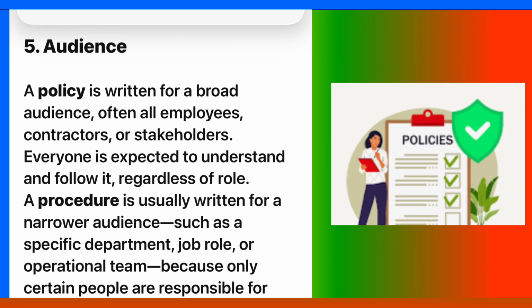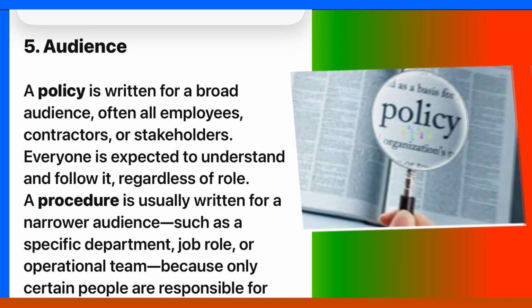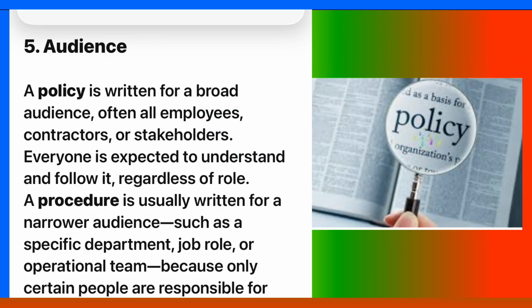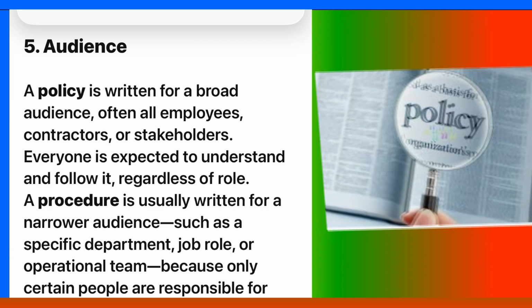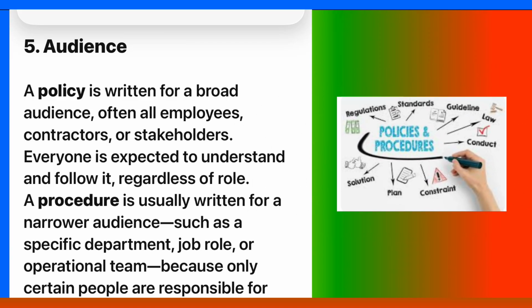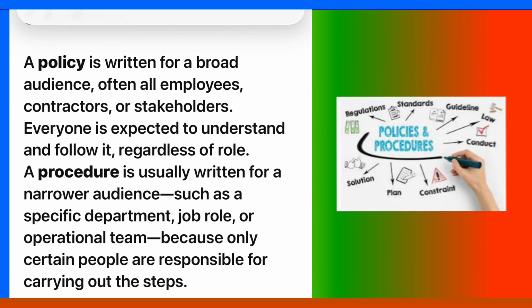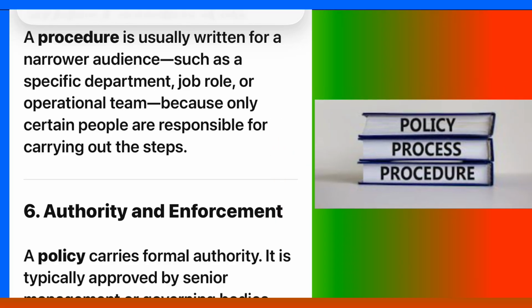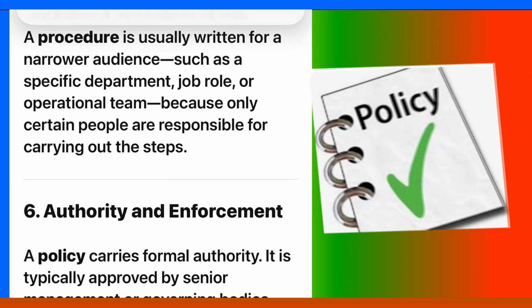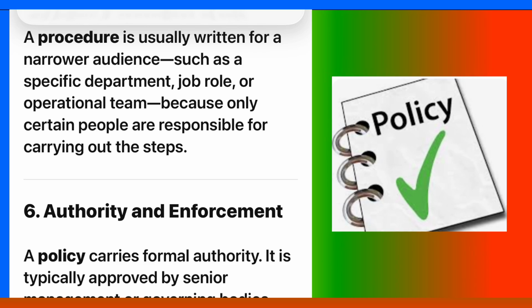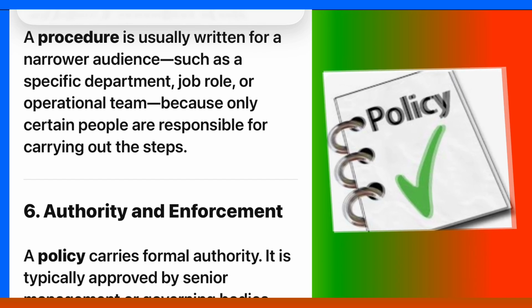5. Audience. A policy is written for a broad audience, often all employees, contractors, or stakeholders. Everyone is expected to understand and follow it, regardless of role. A procedure is usually written for a narrower audience, such as a specific department, job role, or operational team, because only certain people are responsible for carrying out the steps.